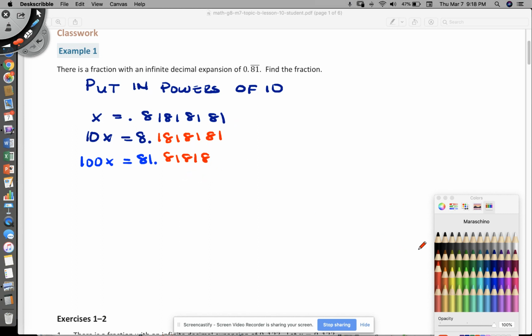So I see that if I pulled out 100x, I'll get that 81. And then what we're going to say is plus something. That number can go on and on and on forever. So it's plus something. So we're going to say 81 plus x. Now let's go ahead and solve for x.